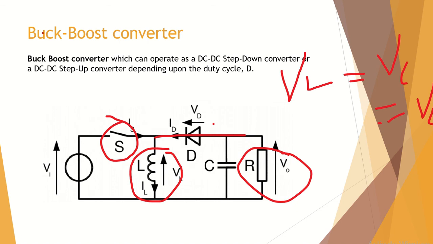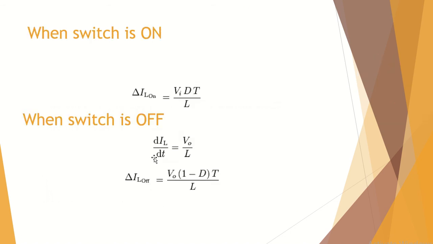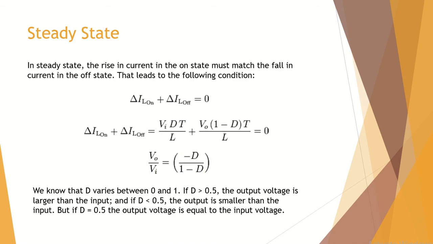Okay, so dil by dt is equal to V naught by L and 1 minus D into T. Why? Because this is the off time: 1 minus duty cycle into time period. And we are studying the steady state analysis, so the rise in the current will be equal to the fall in the current.